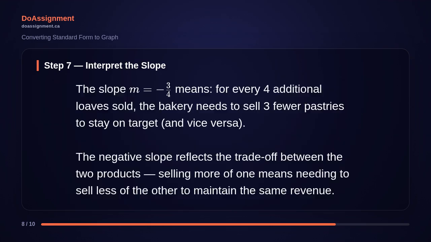The slope of negative 3/4 tells us about the trade-off between loaves and pastries. For every 4 extra loaves the bakery sells, it can sell 3 fewer pastries and still hit the same revenue goal. The negative slope captures this give-and-take relationship between the two products.